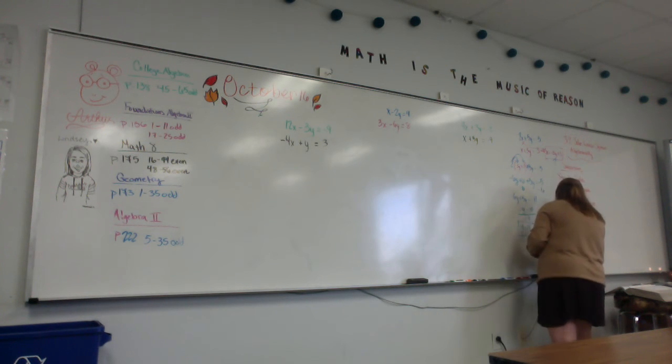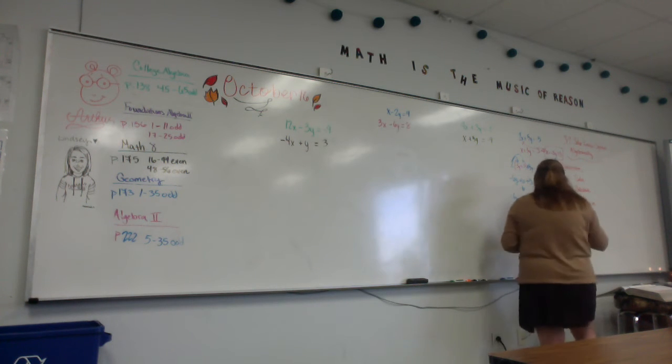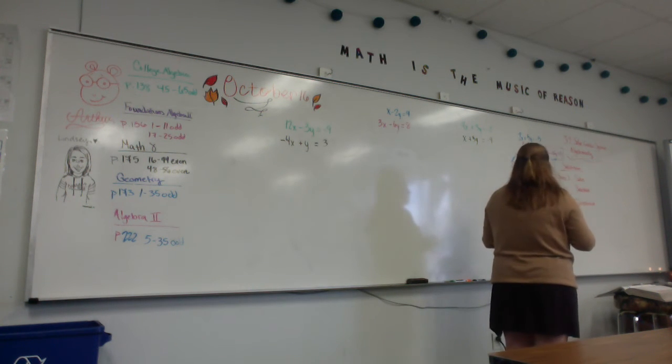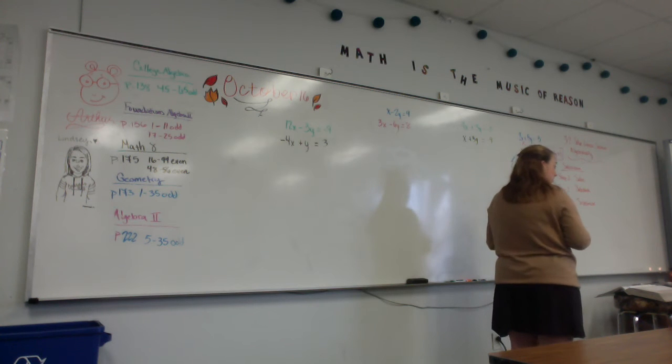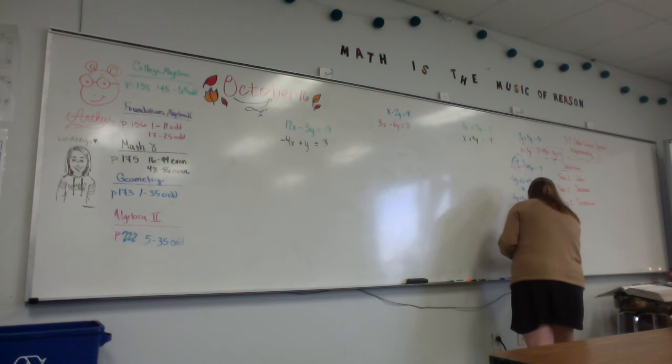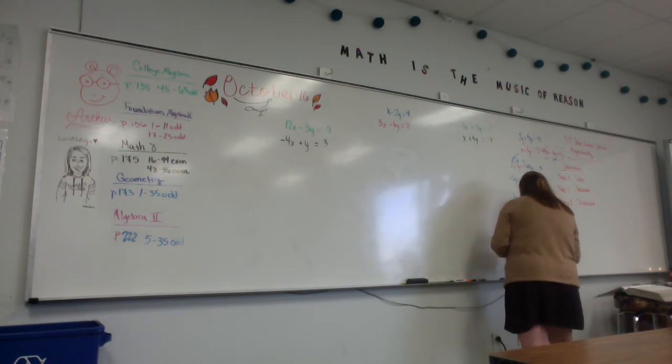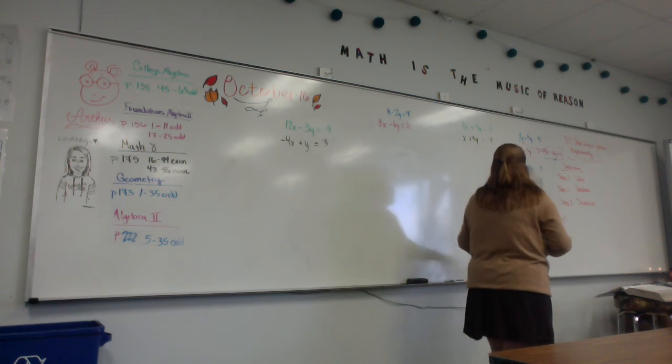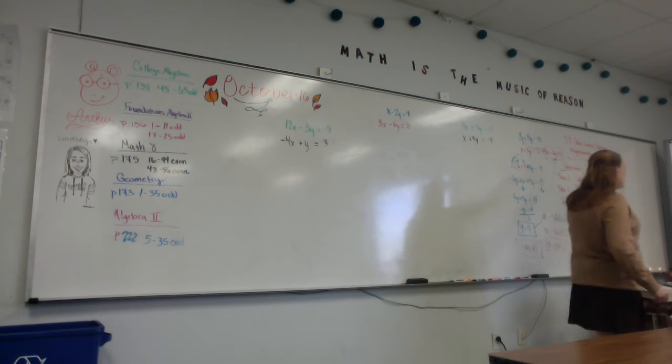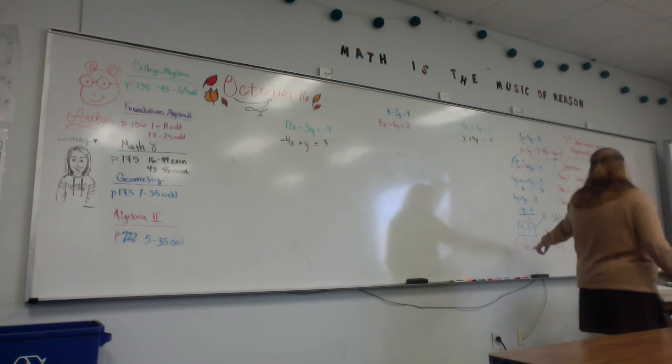Negative 30. Now, when you write your answer, they're going to have you write it in an ordered pair. So you're going to write your answer as negative 30, 11 in ordered pair form. That's how they're going to show your answer in the book, because what you're doing is solving that system instead of graphing. Would this be hard to graph?